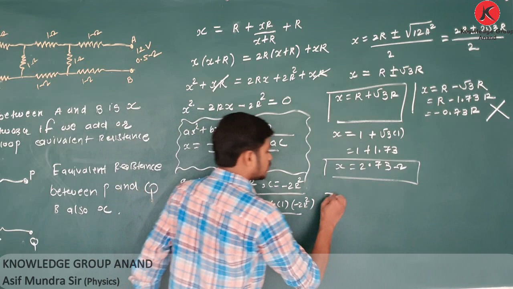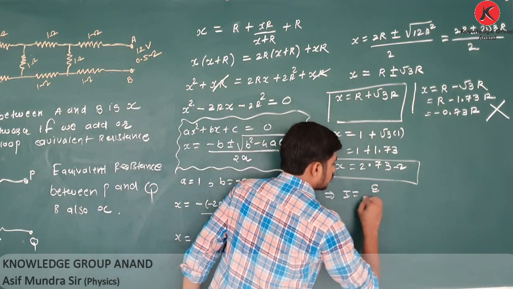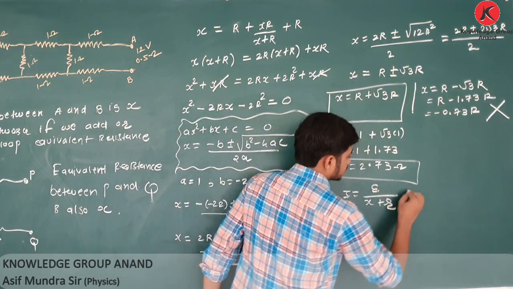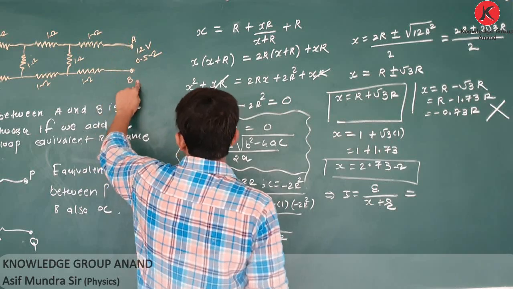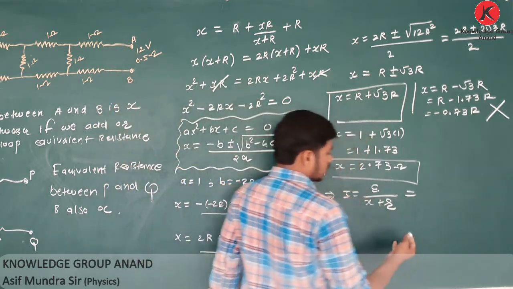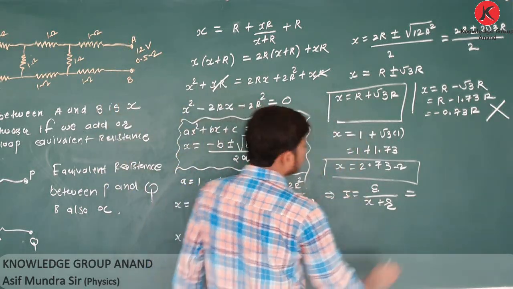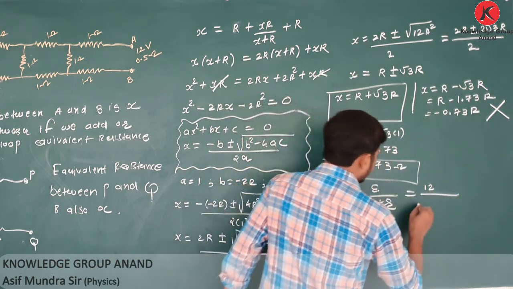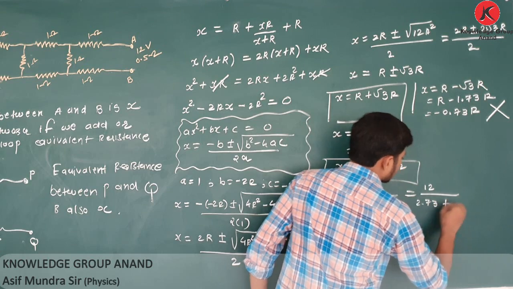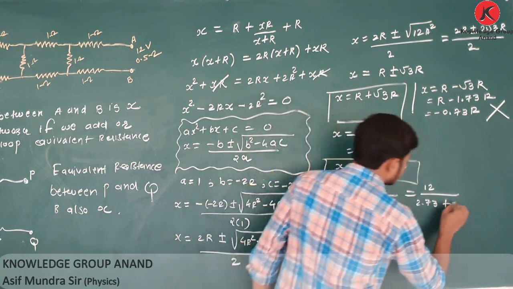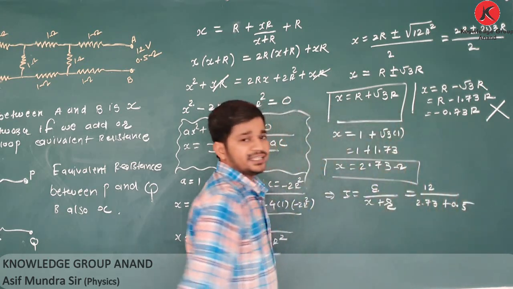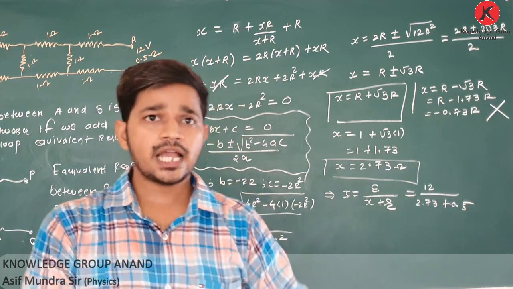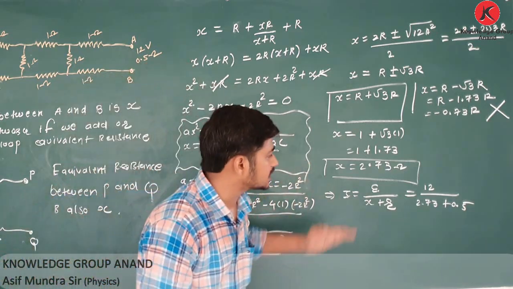And now if you want to find the current, then I is equal to E upon x plus r, because between A and B the equivalent resistance is x. So what is the value of E? E is 12 volt, divided by what is the value of x? It is 2.73 plus the internal resistance, 0.5. Yes, calculate this and write your answer in the comment.